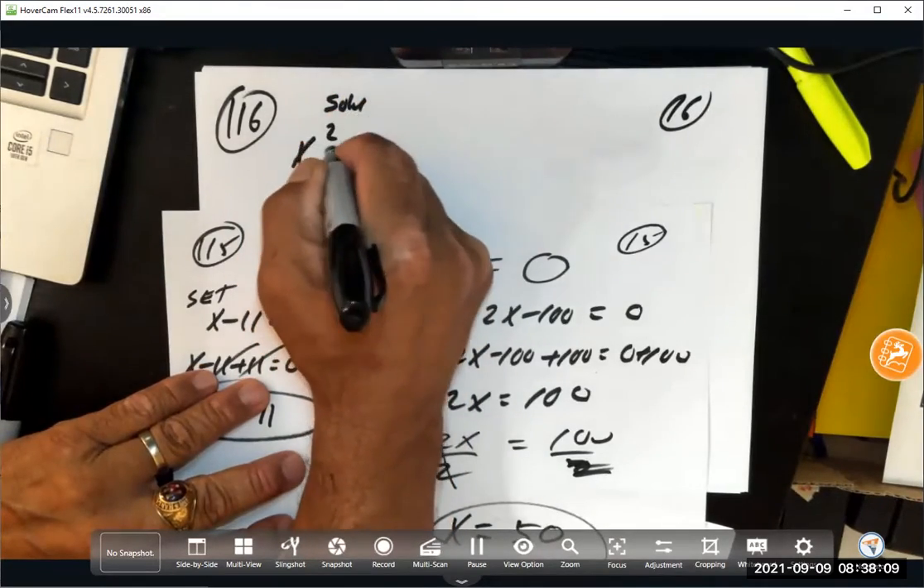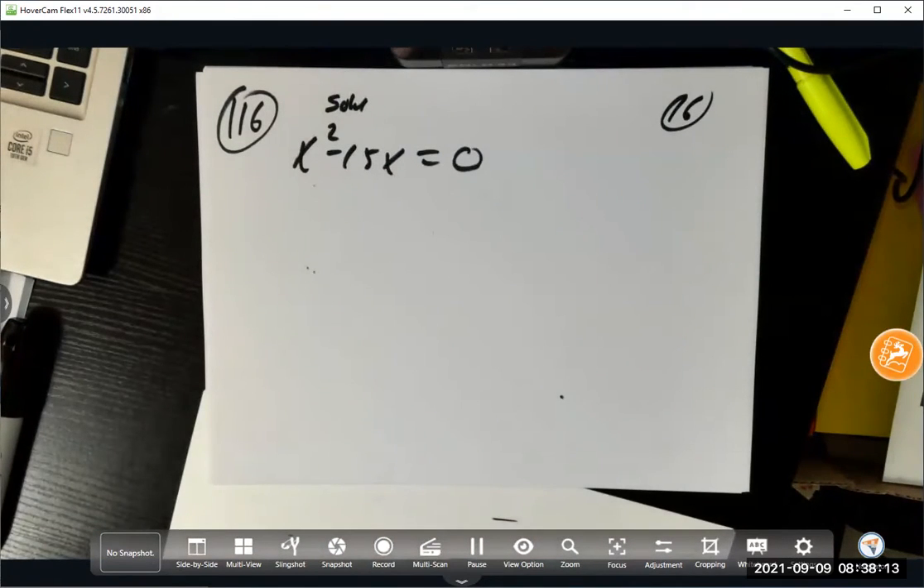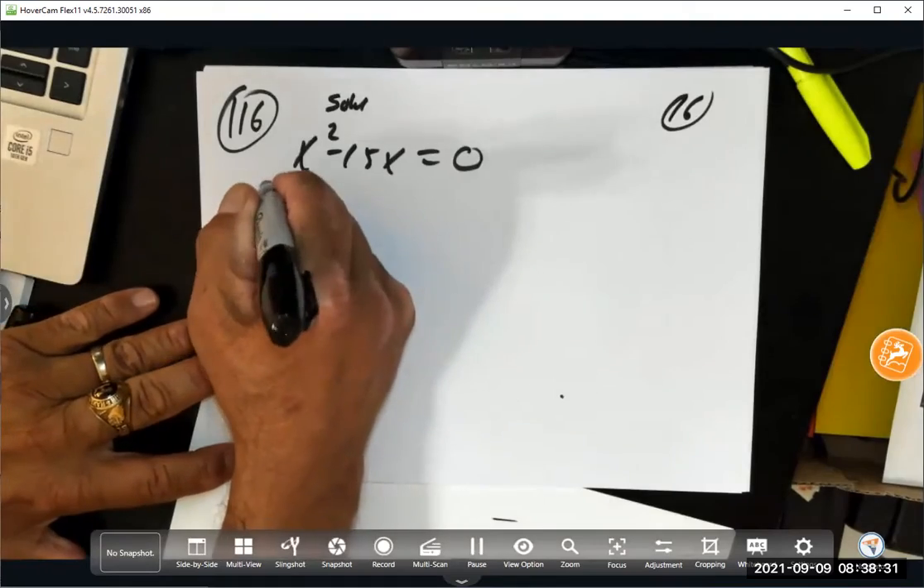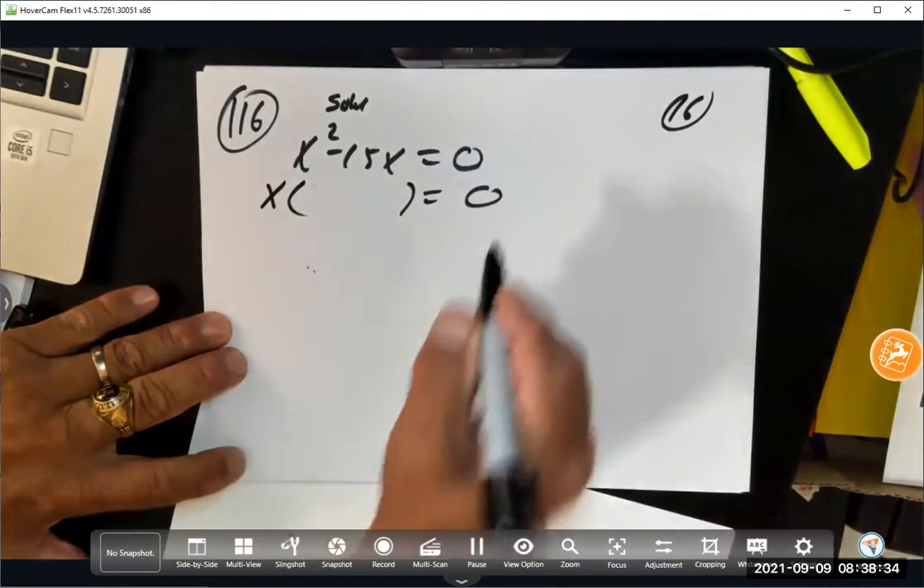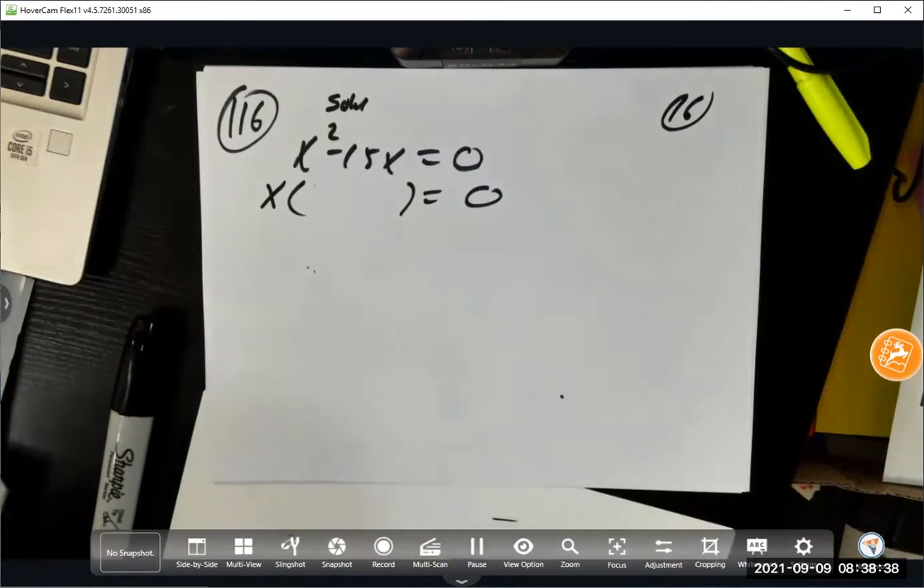It says x squared minus 15x equals 0. All right, so that's the setup on it. So now what you're going to do is take out something, factor this out. I'll show you the first step. If I factor out the x from the first one and the second one, what's left over?